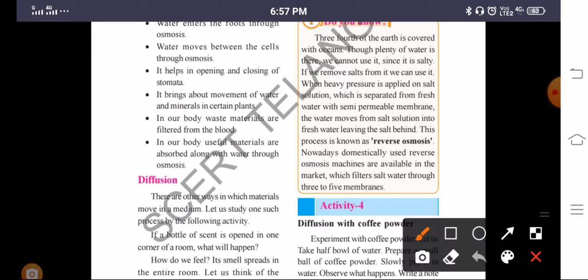Next point: it brings about the movement of water and minerals in certain plants. Through osmosis, water enters the plant body, so that each and every cell receives water and minerals. Another point: in our body, waste materials are filtered from the blood. Very important: whatever we consume, the remaining waste excreted material is filtered by this process, osmosis.